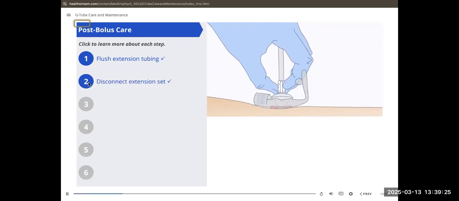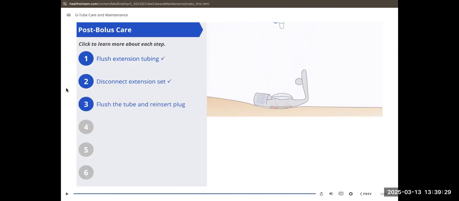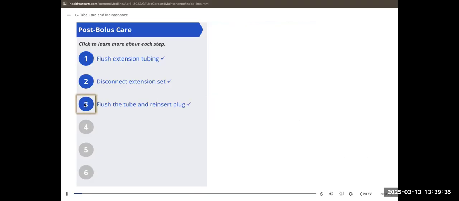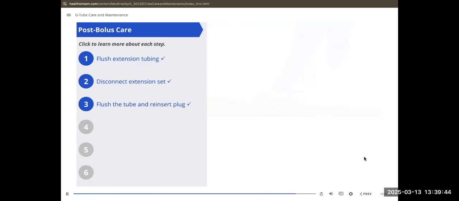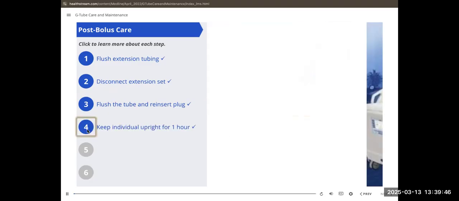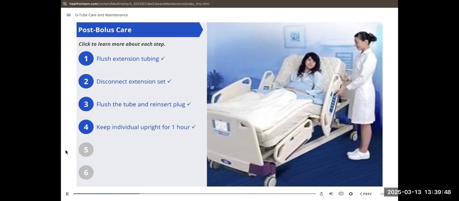The next step is to disconnect the extension feeding set from the port of the tube. After disconnecting the extension feeding set, flush the tube and then reinsert. This ensures that the patient does not have excess spillage from the tube. After a bolus feeding has been administered, you will maintain the patient upright for at least 1 hour to prevent aspiration.